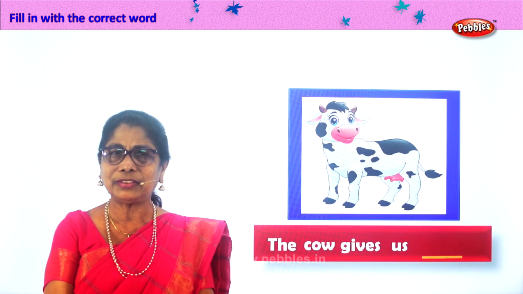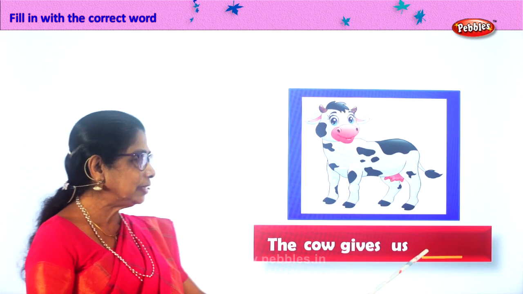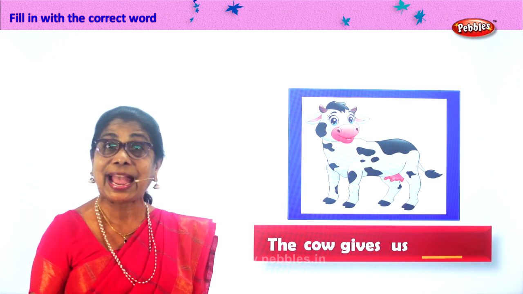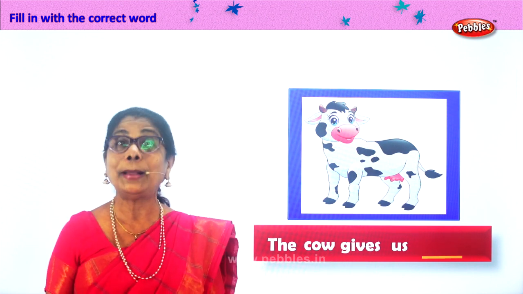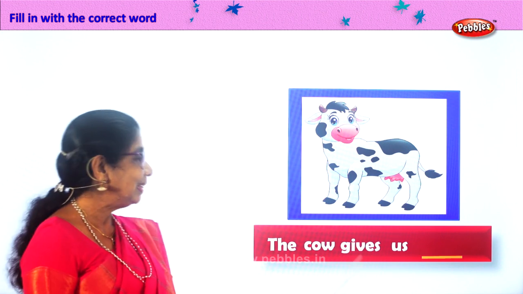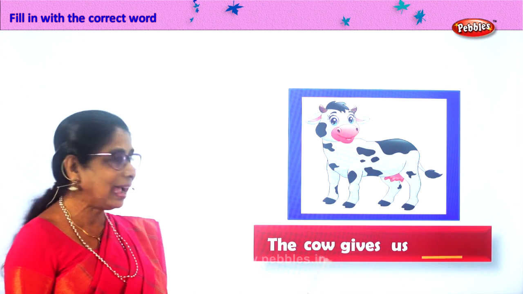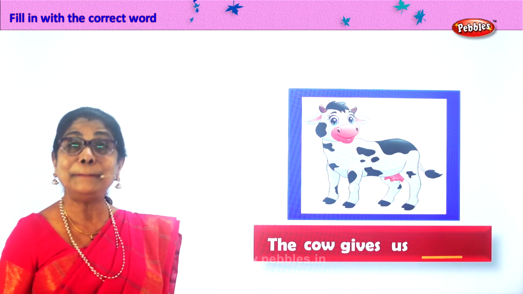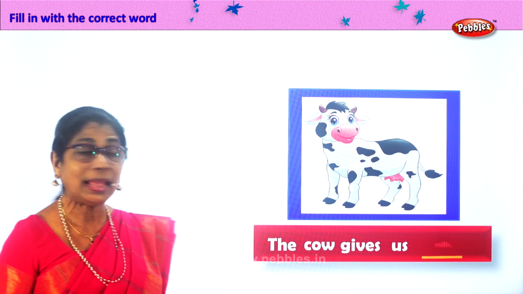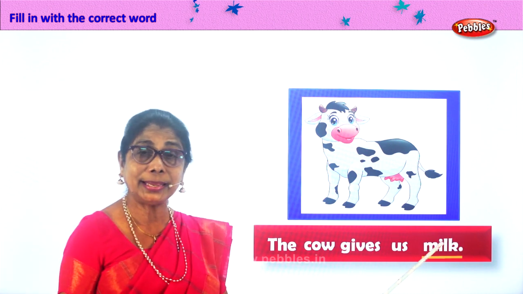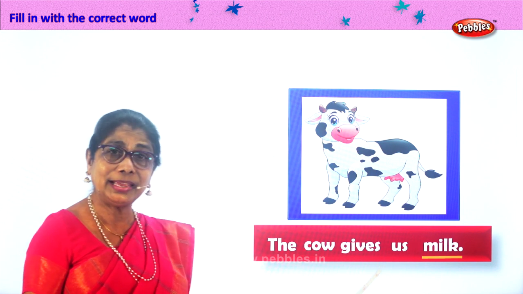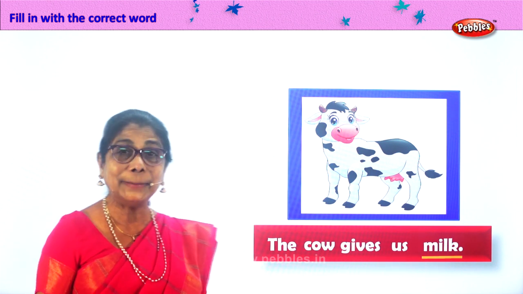Here we are with a lovely picture and a missing word over here. What picture is this? It's a picture of a cow. What did she give you? Milk. Yes. Let's read the sentence. The cow gives us milk. Very good. Spell milk. M-I-L-K. Milk. The cow gives us milk.